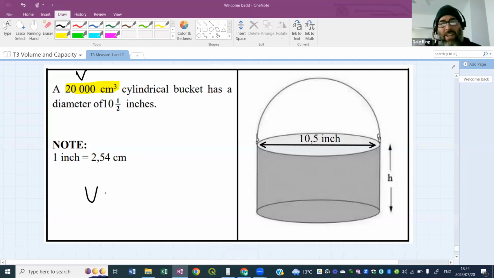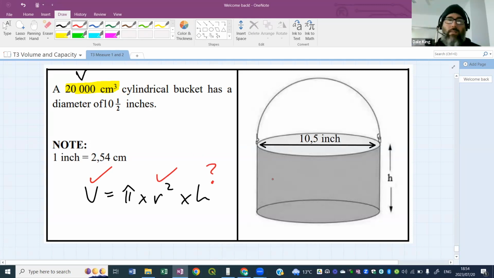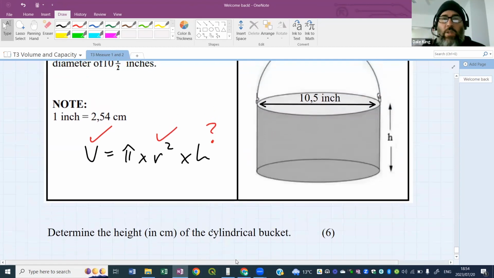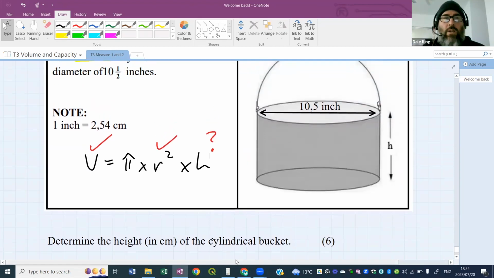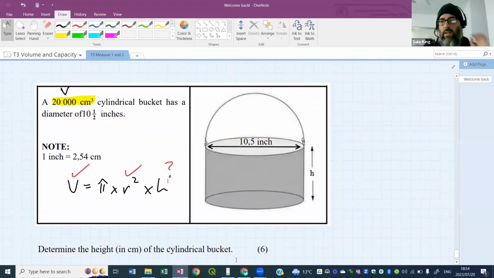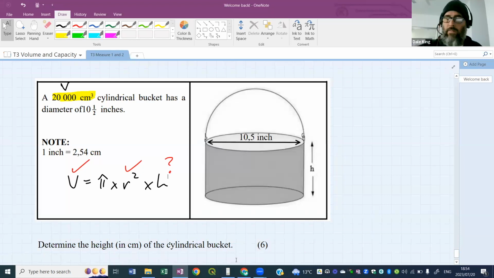So in the formula, V equals, this is a cylinder, so it's pi times R squared times height. They've given us a volume. They've given us a diameter. We can work out the radius, but they haven't given us a height. So here's the question. Determine the height in centimeters. I told you it's a cracker. Take a screenshot of that. We are going to cover this question next week. Let's see who can get this one.